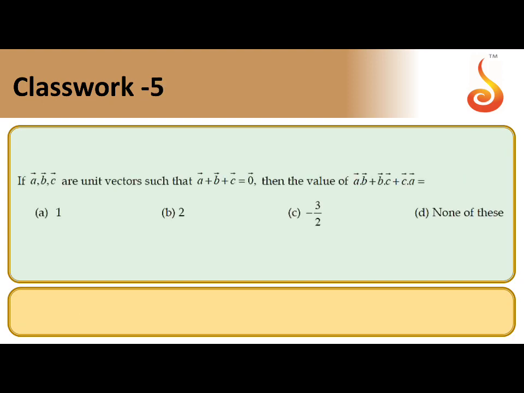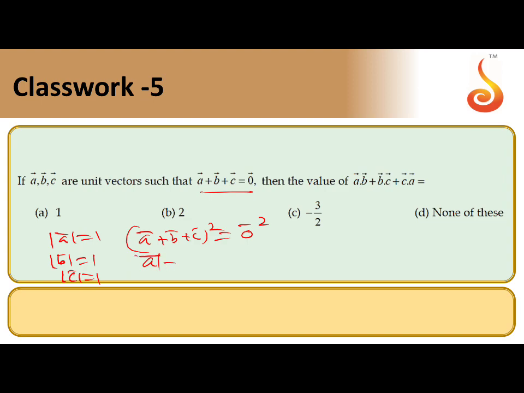Next question. A bar, B bar, C bar are 3 unit vectors such that A plus B plus C is 0. Then find the value of A dot B plus B dot C plus C dot A. This is a PU textbook question only. Unit vectors means modulus A equal 1, modulus B equal 1 and modulus C equal to 1. It is given A bar plus B bar plus C bar equal 0. So A dot B, B dot C, C dot A come under A plus B plus C whole square. That means A bar plus B bar plus C bar whole square equal to 0 bar square, which means 0.